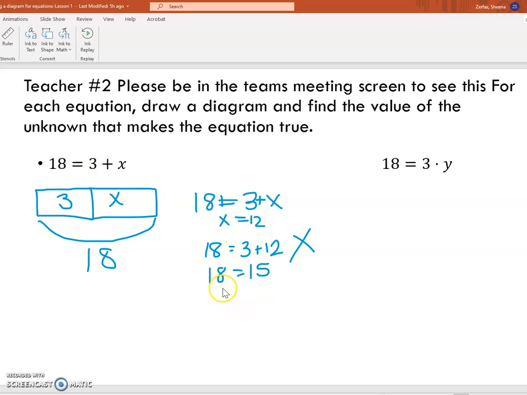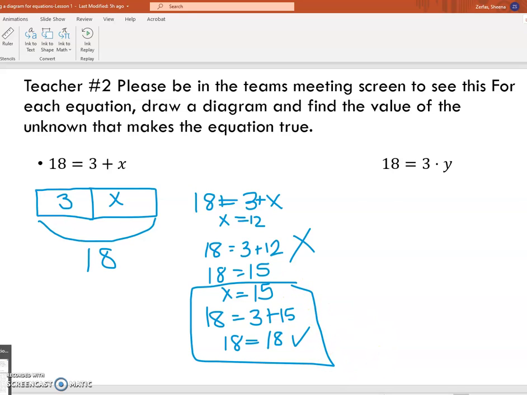In this one, let's then try x equals 15. And I will replace my x with 15. And then at this point, 3 plus 15 does give me 18, meaning x equals 15 is my solution.